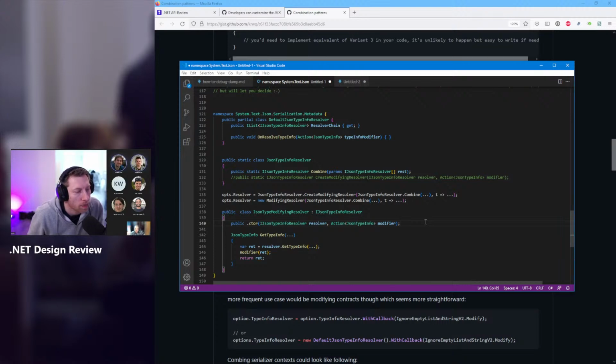So a modification would never be, yeah, that resolver gave you something back, but I want to pretend that it didn't. That would require you writing your own resolver. This is, yeah, that one gave you something, and I just want to change its name. Yeah.